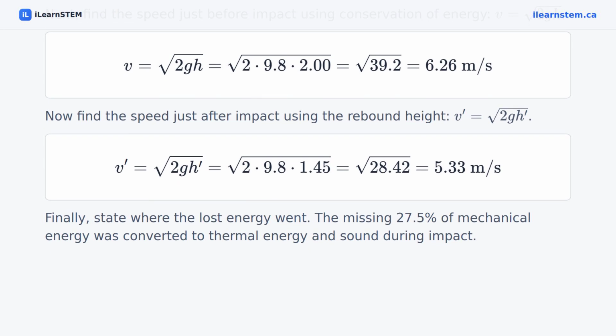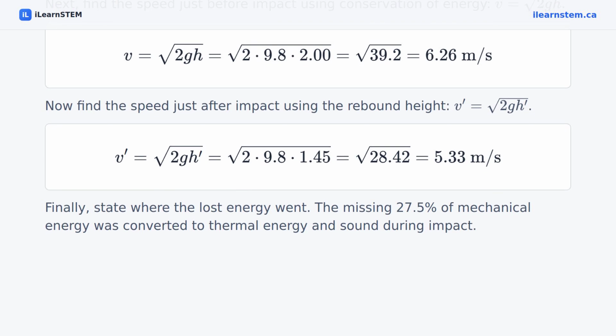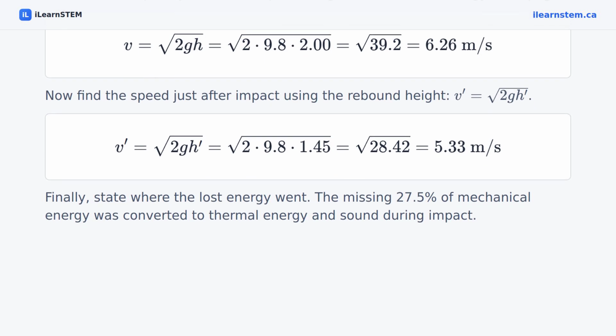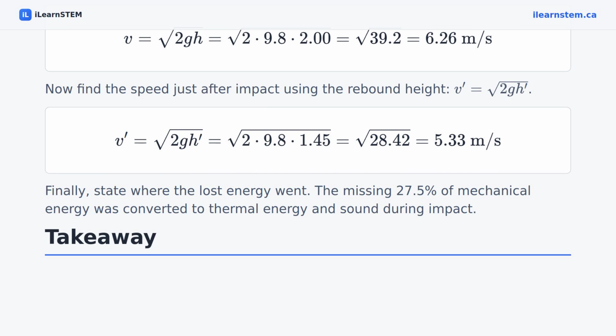The missing 27.5% of mechanical energy was converted to thermal energy and sound during impact. Remember that in a bounce, the fraction of mechanical energy retained equals the ratio of rebound height to drop height, and speeds can be found using conservation of energy.